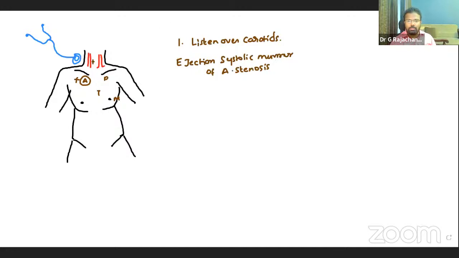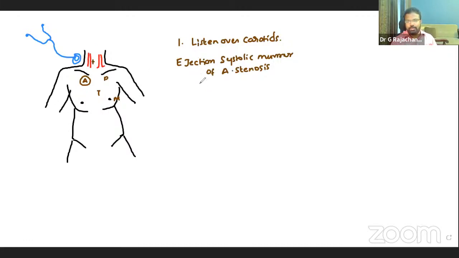But one more possibility is there here. That is, the murmur is not audible over the aortic area, but it is only audible over the carotids. Anybody would like to answer this question? The murmur is not audible on the aortic area, but it is directly audible only on the carotids. What is the possibility?